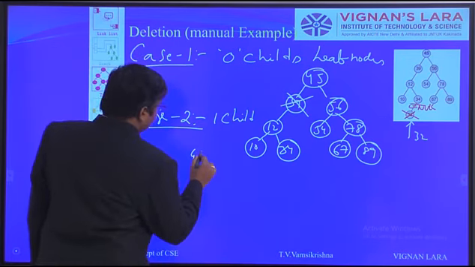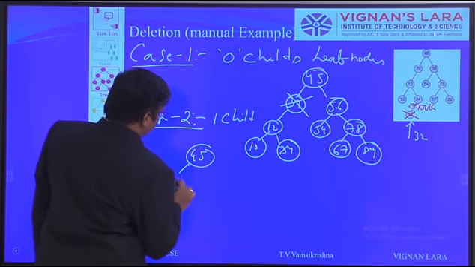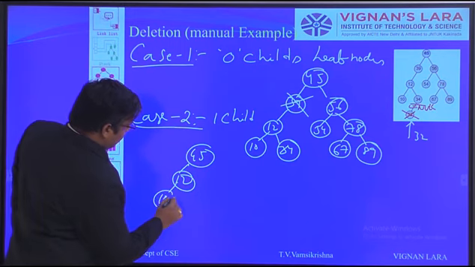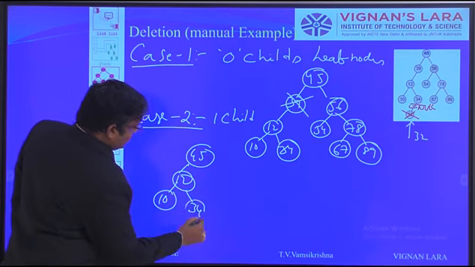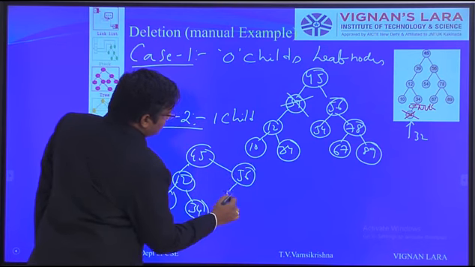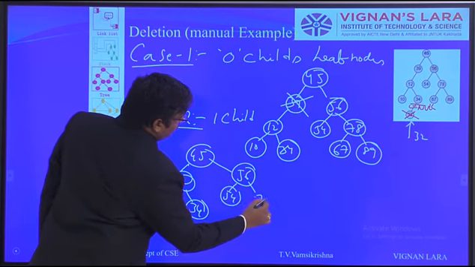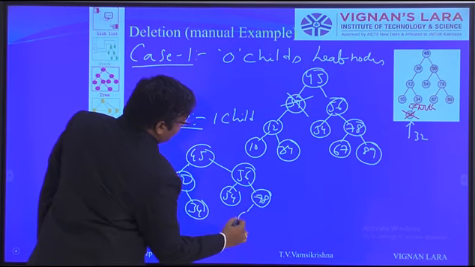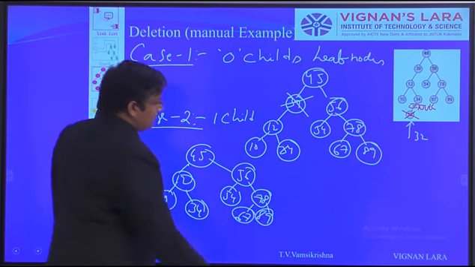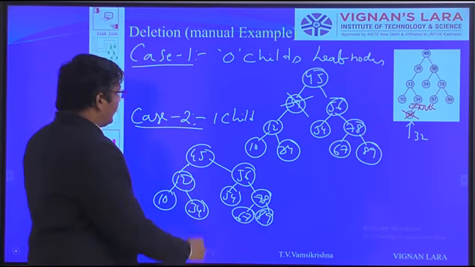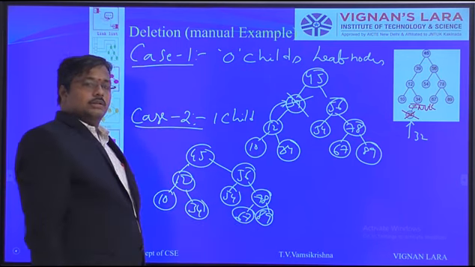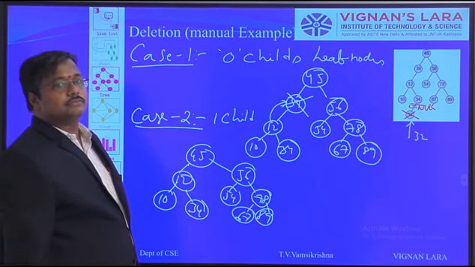Means, say, 45, 12, 10, 34, 56, 54, 78, 67, 89. So when we are removing 39, automatically 12 comes to the respective position.